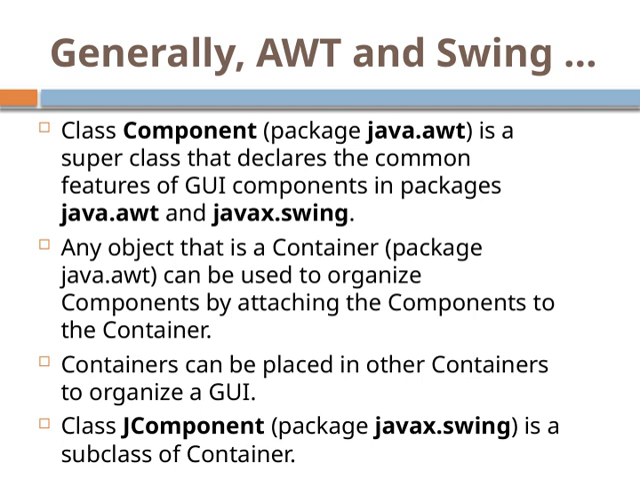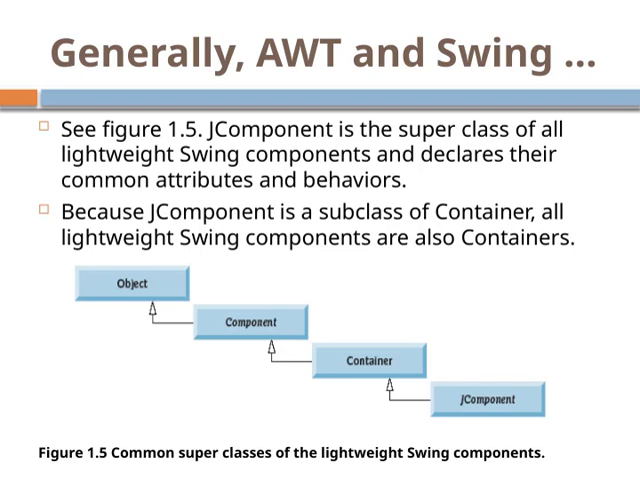This means JComponent inherits all the organizational capabilities of a container, but also adds its own features tailored for Swing components. So, in the broader context of our presentation, understanding these class relationships helps clarify how Swing builds on AWT's foundation, offering more flexibility and consistency in designing GUIs. Generally, AWT and Swing are both part of Java's GUI toolkit, but they serve different roles. Swing is built on top of AWT, providing more sophisticated and flexible components.